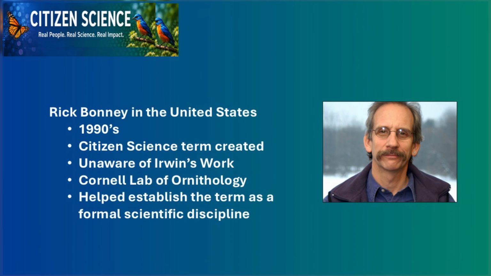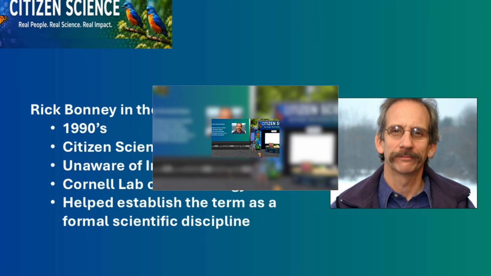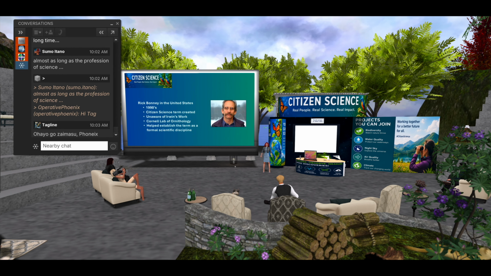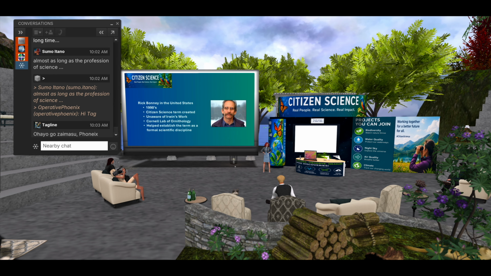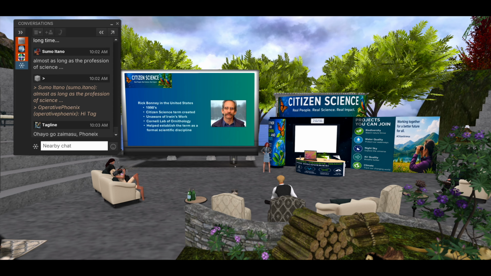Also in the 90s, Rick Bonney in the United States thought he created the term citizen science. He said he was unaware of Irwin's work. Rick was at the Cornell Lab of Ornithology, but he helped establish the term as a formal scientific discipline.